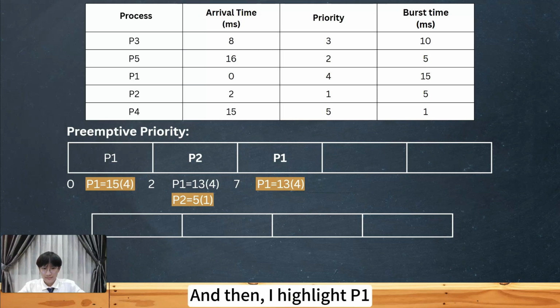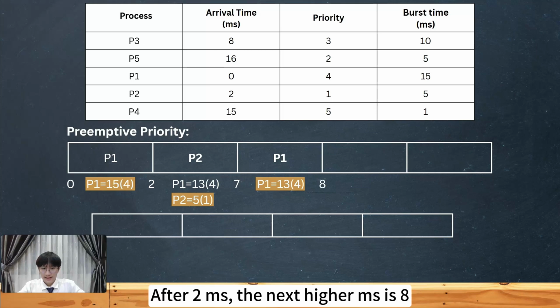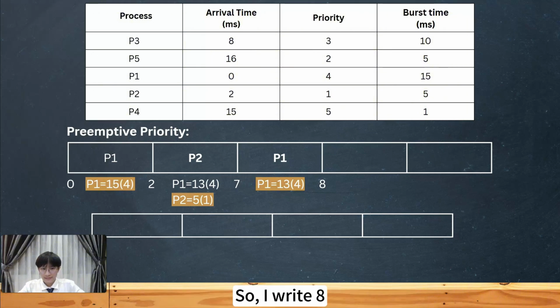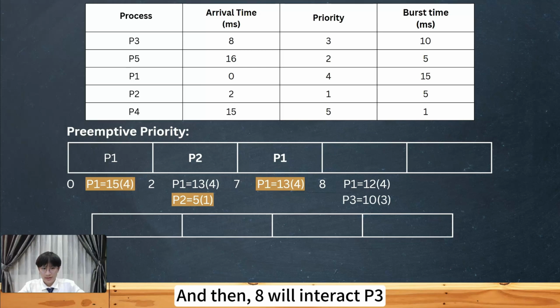And then I highlight P1. In the space, I write P1. After 2 milliseconds, the next higher millisecond is 8. So I write 8. And then I need to update P1. 8 minus 7 is 1, and 13 minus 1 is 12. And then 8 will interrupt with P3. So I write P3's burst time, which is 10, and then priority is 3.